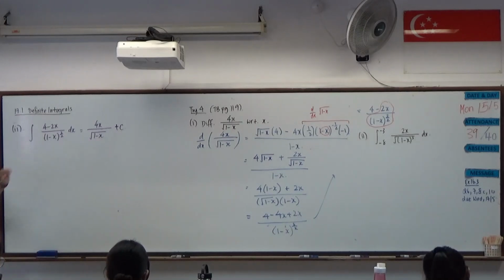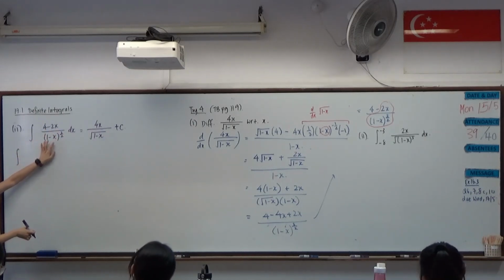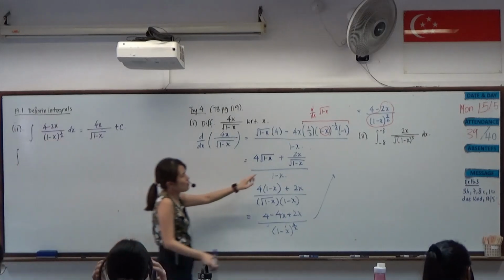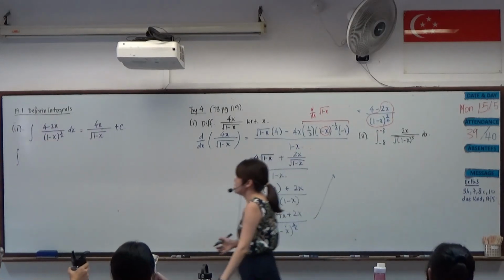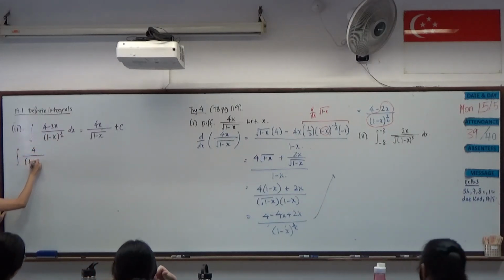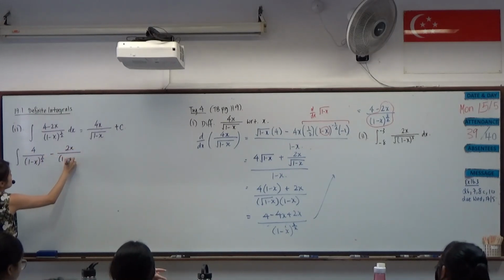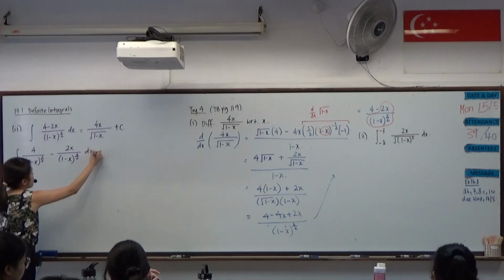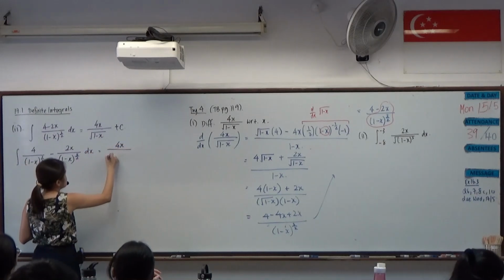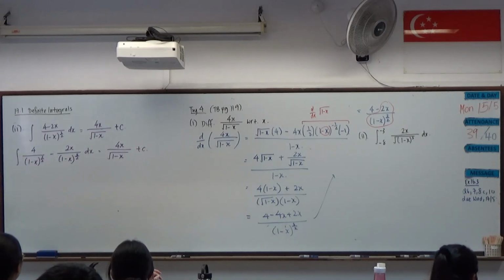Okay, so I'll just work with this first. In this part, we have already identified that the 2x over (1 minus x) to the power 3 over 2 is what we need in order to answer the question. So I'm going to separate this into two separate fractions: 4 over (1 minus x) to the power 3 over 2, minus 2x over (1 minus x) to the power 3 over 2. Okay? And my goal was to have this as the subject.